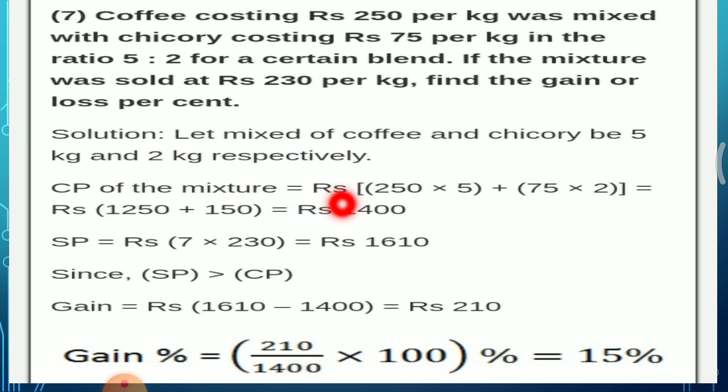So cost price of mixture is 250 multiple 5 plus 75 multiple 2 is equal to 1400. Here you see that SP is greater than CP, so gain is equal to 1610 minus 1400 is equal to 210. Gain percent is equal to 210 by 1400 multiple 100% is equal to 15%.